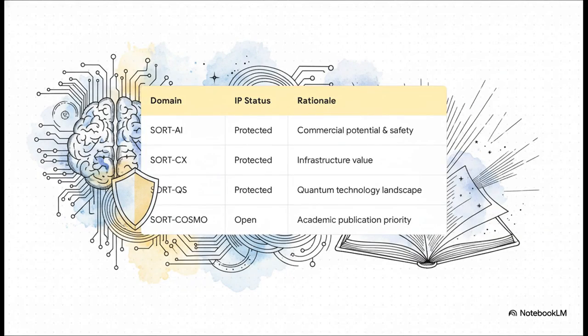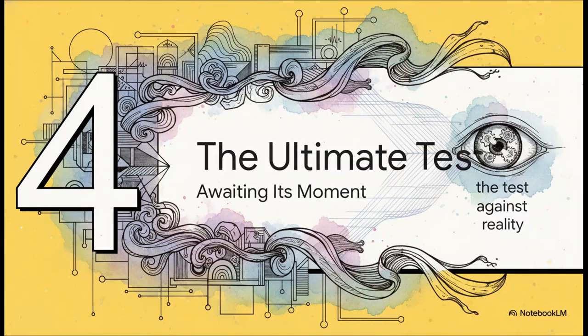Now, what I find really fascinating here is the real-world strategy behind all this. You can see that the core theory and the cosmology piece are being kept totally open for academic research. But the applications for AI, complex systems, and quantum systems, those are protected. That signals a very clear plan to commercialize this and use it to tackle some really high-stakes safety and infrastructure problems.